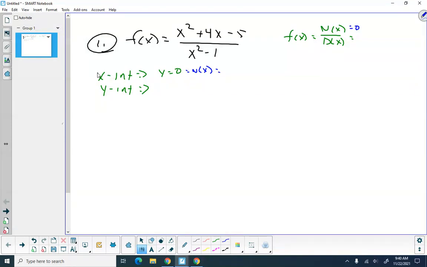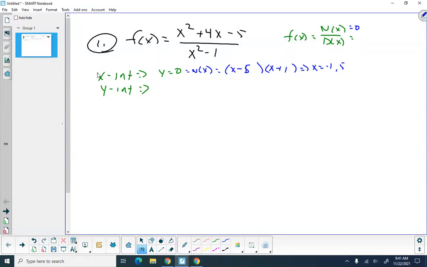So we factor it. If we factor our numerator, what is it factored to now? x minus 5, x plus 1. So our x-intercepts will occur where? -1 and 5. So we have x equals -1 and 5.